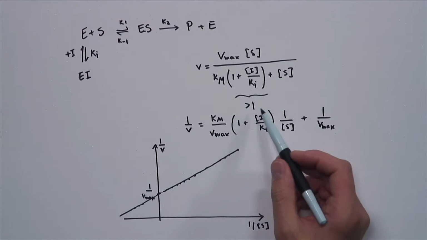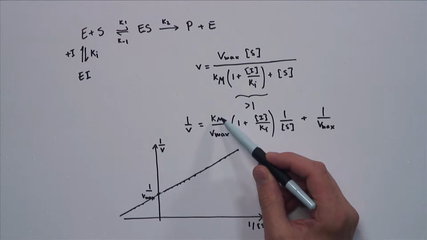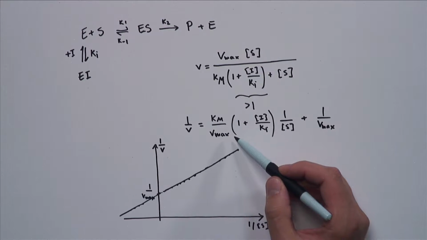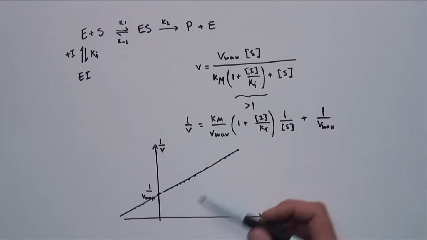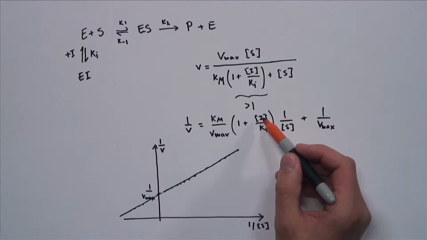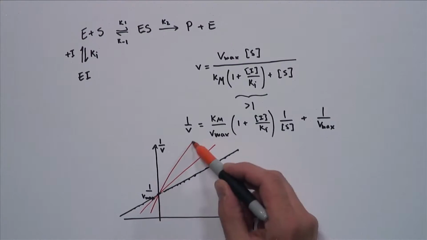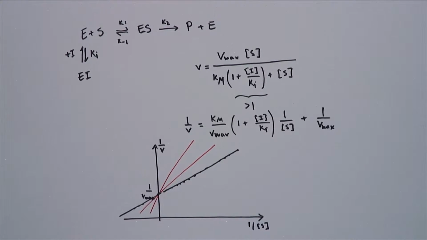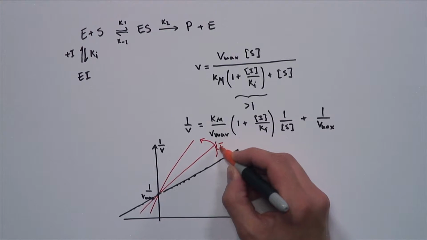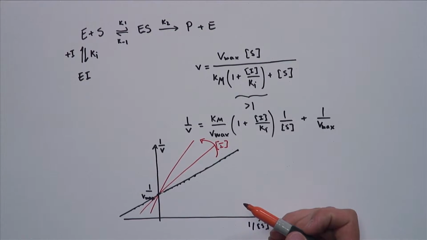Now, as we're adding an inhibitor, this slope, that is the coefficient of 1 over S, is going to be increasing. Therefore, we should get higher slopes. The higher the concentration of I, the bigger the slope. So it's going to look like this. So, as the concentration of I increases, the slope of this graph will increase.